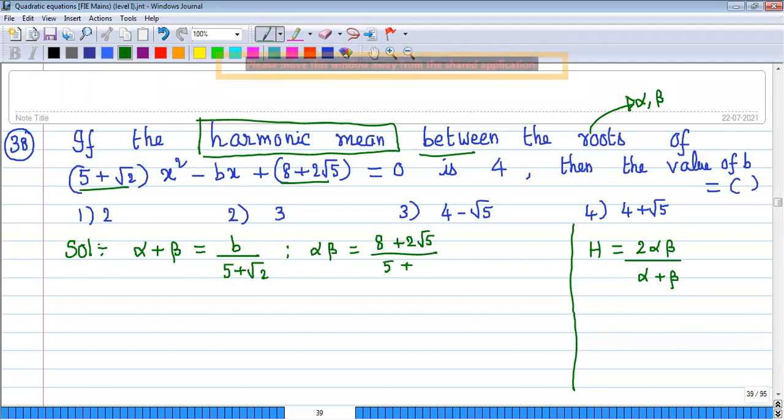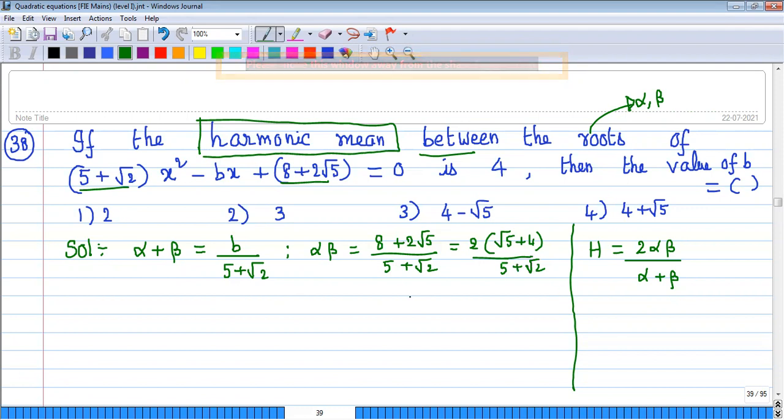So here we can do one thing. Let us take 2 common out. If you take 2 common out, what do you get here? Root 5 plus 4, upon 5 plus root 2.